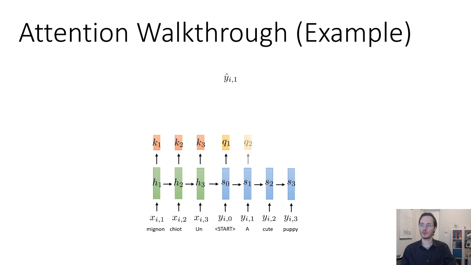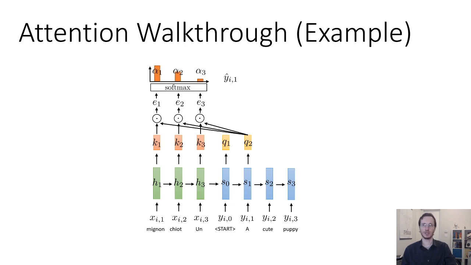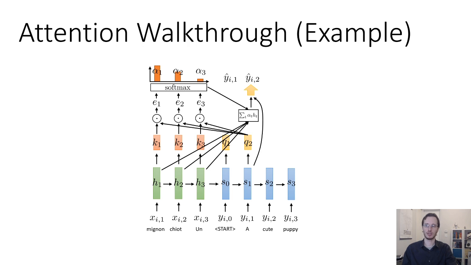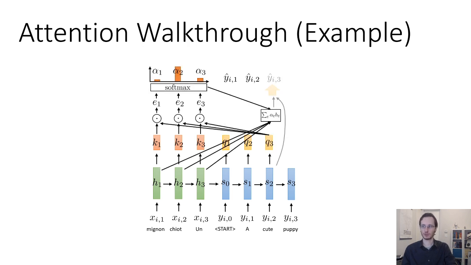Okay? And then when we move to time step 2, we again produce a query. We again compute the dot product of that query with each of the keys. We again pass it through a softmax. And then we again construct this weighted combination. And then we use it in some way to produce the output, or we hand it to the next time step of the decoder. And the same thing at the third time step. Okay, so that's basically how attention works.